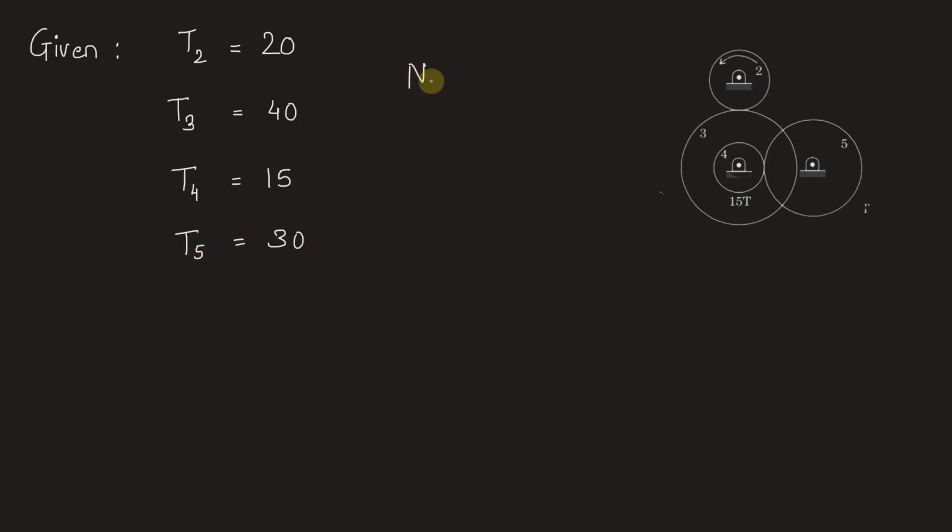Angular speed of gear 2 is given. So we can write N2 is equal to 1200. It's given in RPM. And we have to find out speed for gear 5. So let's write it as N5, the unknown.